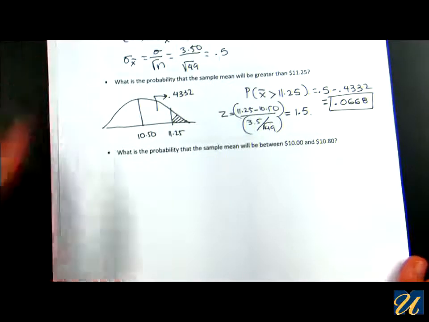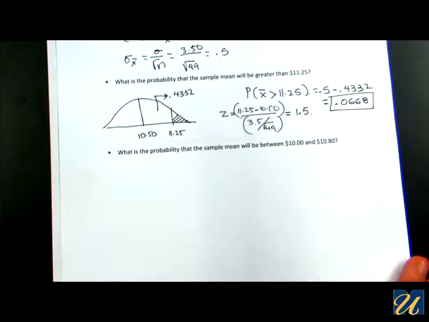What is the probability that the sample mean will be between 10 and 10.80?